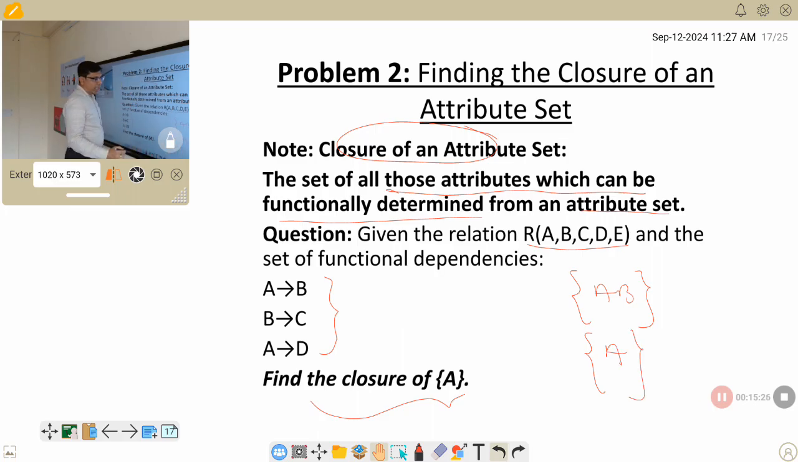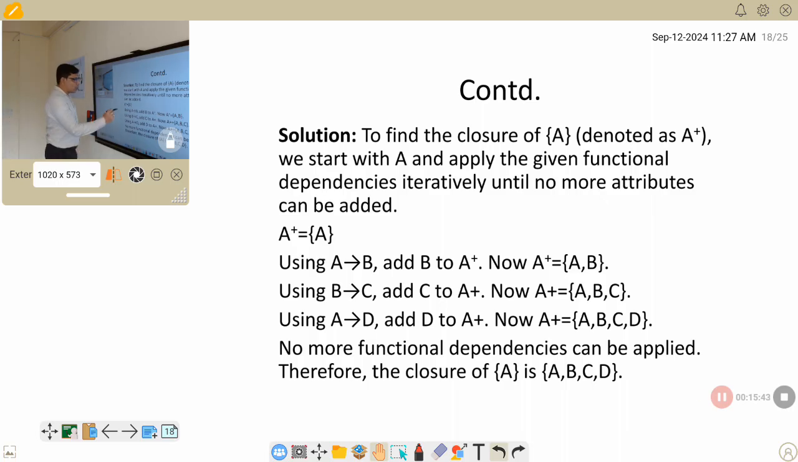If you want to find the closure of AB, you can write AB plus, or if you want to find the closure of A, you write this symbol A plus. So how to find the closure of A? This is the solution. Using A arrow B, we can add B to A. Therefore A plus contains A and B, because A determines B.